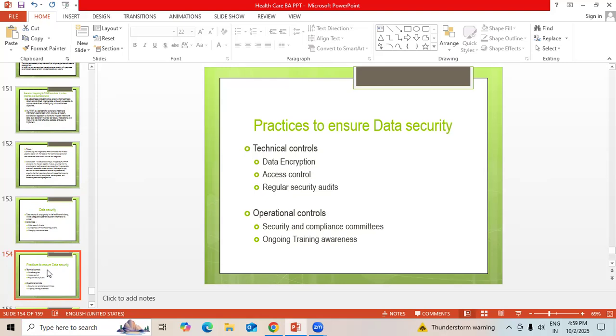So these are the practices by which we can ensure data security in the field of healthcare. This is all about this.